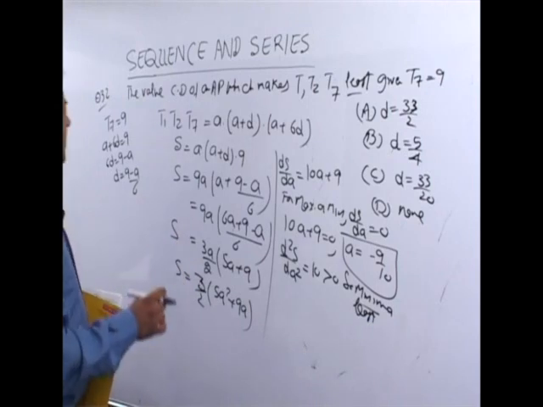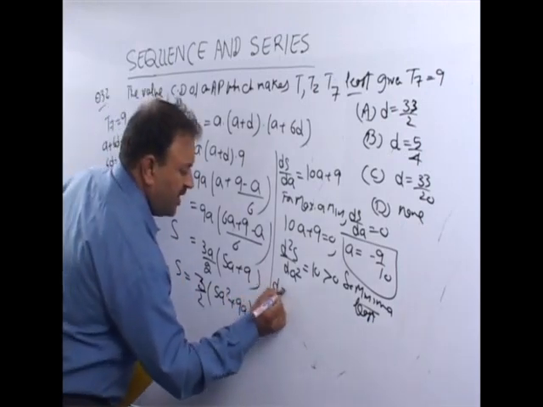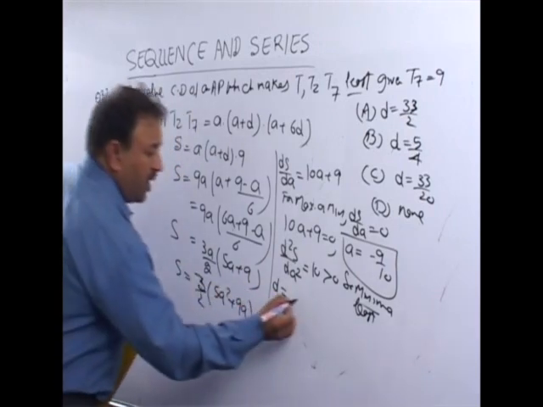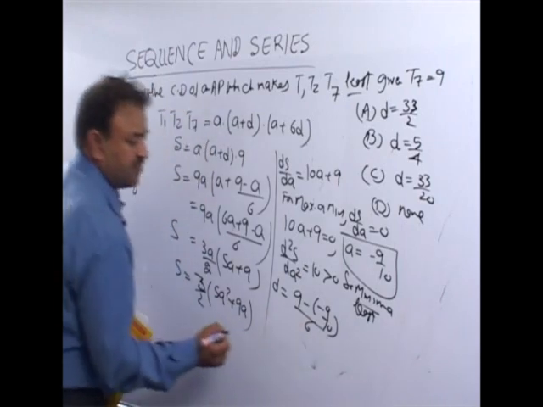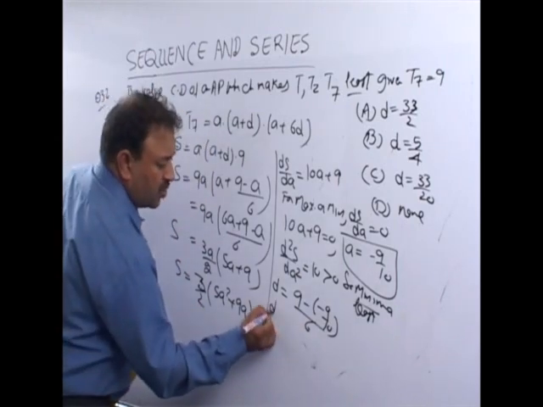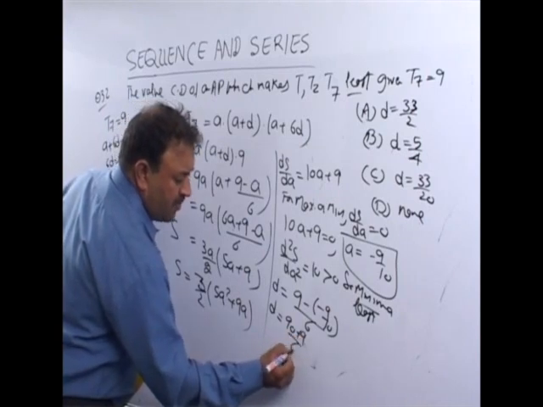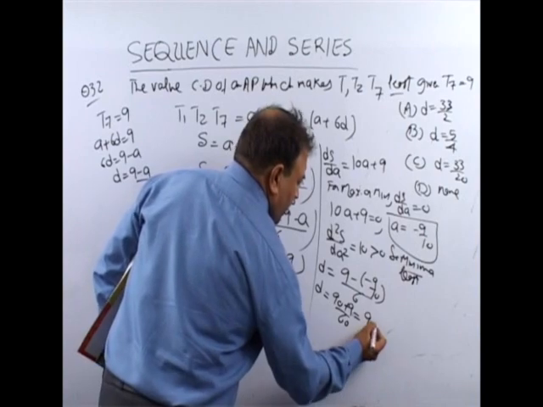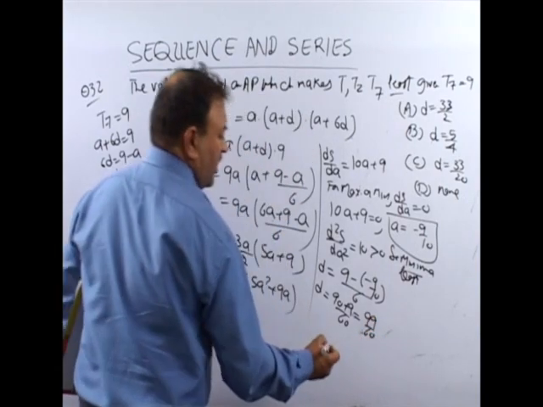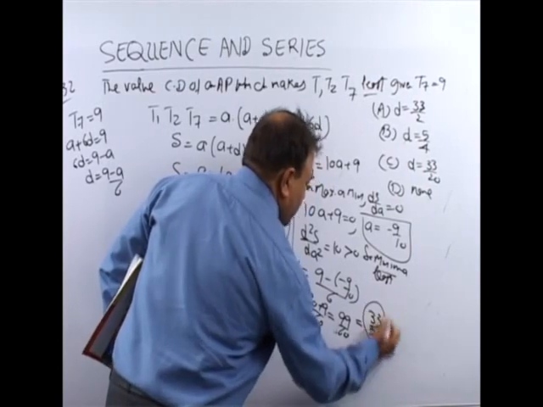Now A is minus 9 by 10. What will be the common difference? D is equal to 9 minus (minus 9 by 10) upon 6. It comes out to be D is equal to 90 plus 9 upon 6. We got 99 upon 60. Dividing by 3, we got 33 upon 20.